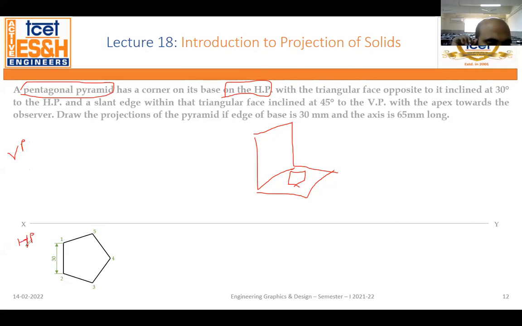Second, sir, why did you make the pentagon in this way? Why not in this way? How did you know that the pentagon should be made this way? Okay, keep one thing as a thumb rule. There are two methods to make the pentagon. Majorly, 95% of your problems will be such that the pentagon will be either like this, or the pentagon will be like this.